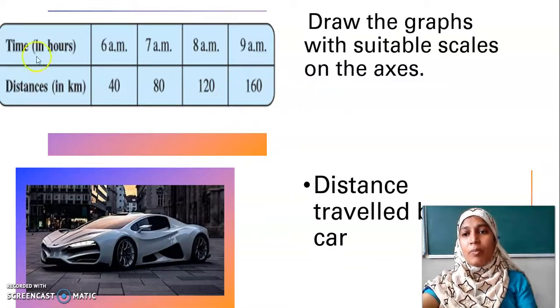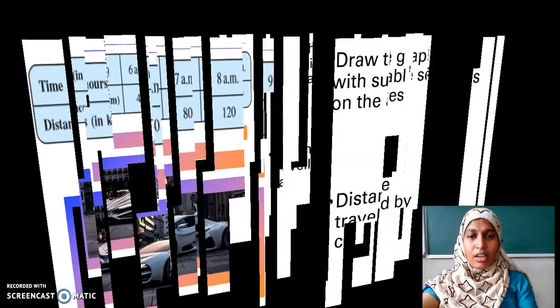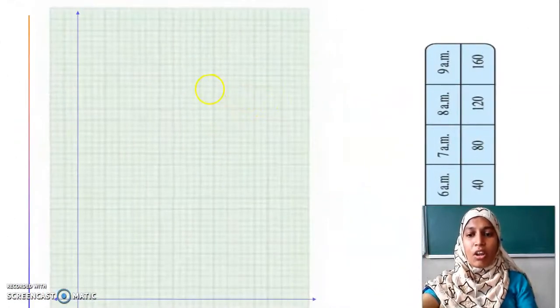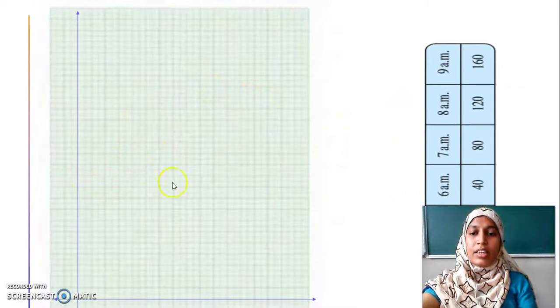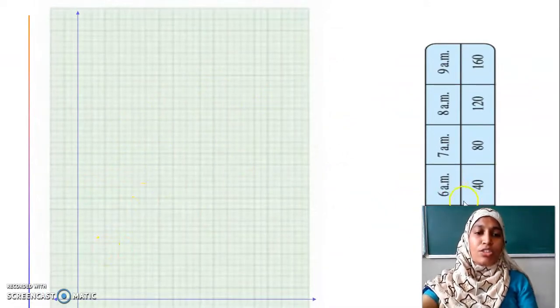Time is a variable, distance is also a variable. Which is a dependent variable? Depending upon the distance, time varies. Now I have to draw a graph. Shall we start doing it? Take a graph note, draw x-axis and y-axis. Now what scale should I choose?